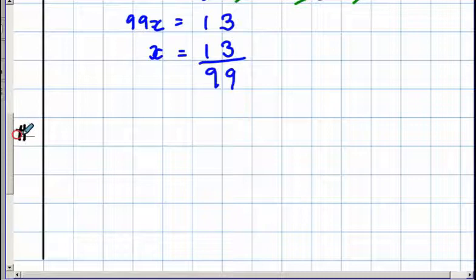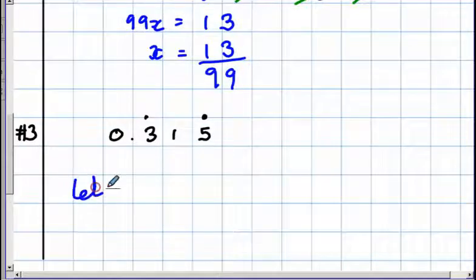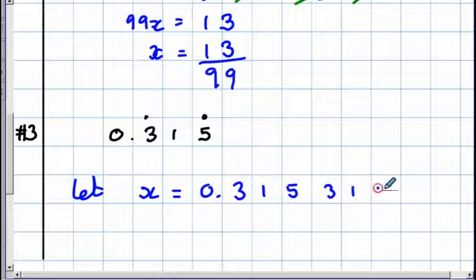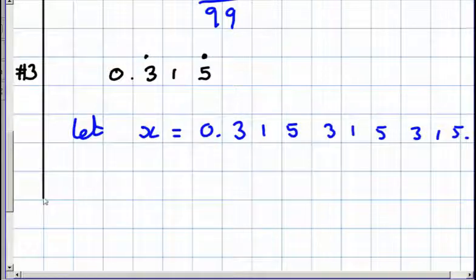Example 3. What is 0.315 recurring as a fraction in its simplest form? So our first step is going to be, we're going to let x equal 0.315315, and so on. Anybody guess what I multiply by? Do I multiply by 10, 100, or some other number in this instance?